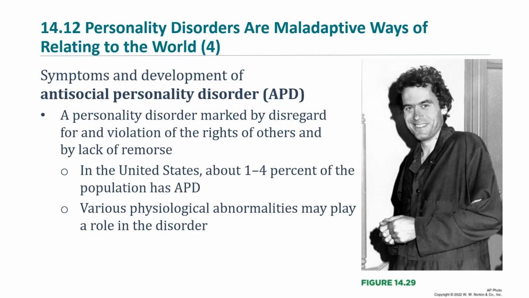In the United States, about 1 to 4% of the population has antisocial personality disorder. But once again, they're not all psychopaths. Only the extreme cases are actually going to go and kill people and do things like that. But there are a lot, 1 to 4%. There's a lot of people walking around with this personality disorder, where their whole thoughts are just for themselves, and they will scam people if it improves their lives, because they don't really worry about hurting others.